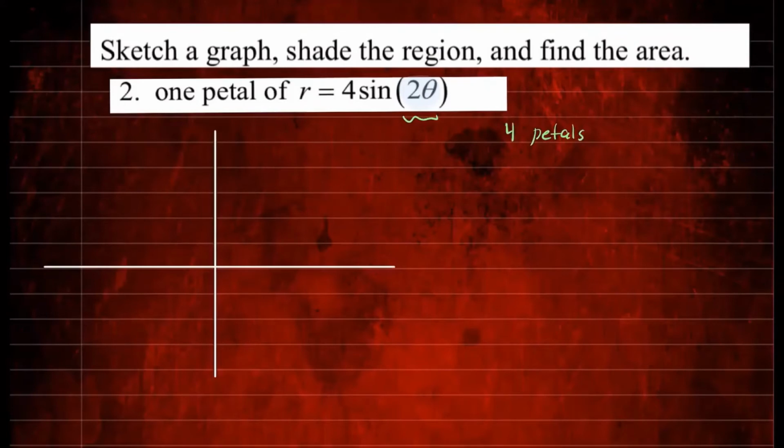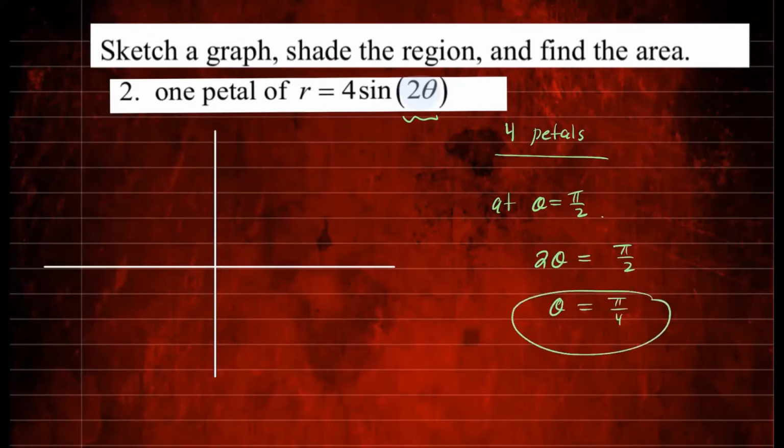So how do we know where each petal is going to be? Well, sine has its maximum at pi over 2. So where will we have our first petal? We know at pi over 2, sine has its maximum. So when theta equals pi over 2, you will have the maximum value for sine. So I'm going to take the argument 2 theta, set it equal to pi over 2. So that will give us theta equals pi over 4. So that's where your first petal is going to be.